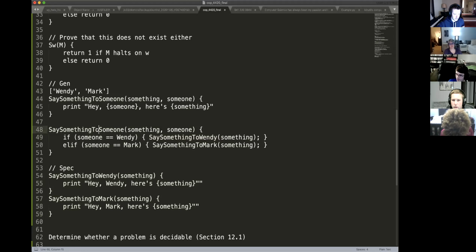Those two functions are equivalent. They do exactly the same thing. There's no difference between those. So if those things exist, then this must exist as well. But it cannot exist because it's functionally equivalent to something that we know doesn't exist. That's your contradiction. Therefore, the only explanation is that those functions, say something to Wendy and say something to Mark, cannot exist either. Because had they existed, then this general function must also have existed.